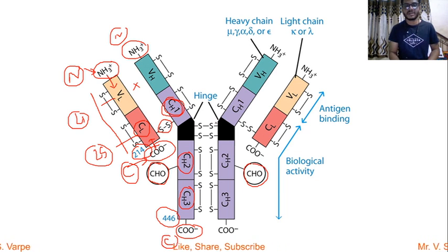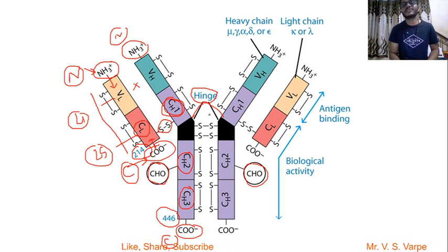Okay, here the important part is the hinge region. What is the hinge region? The hinge region is a proline-rich region, and this hinge region is a flexible region. It has the ability of flexibility. Okay, these regions are able to be flexible.